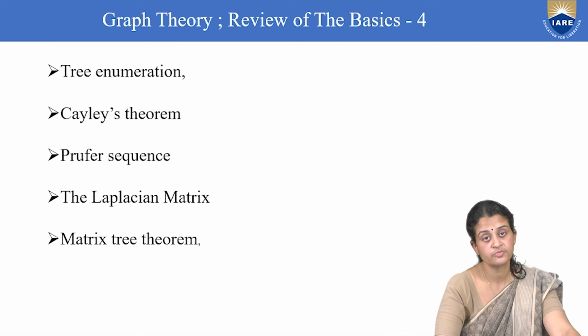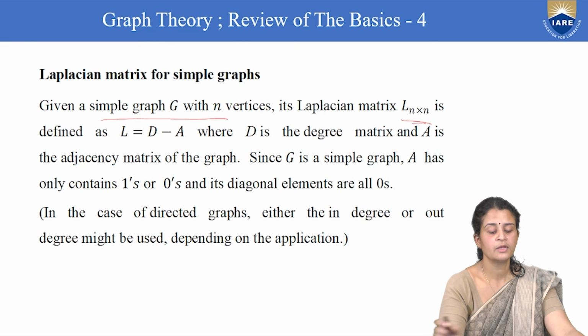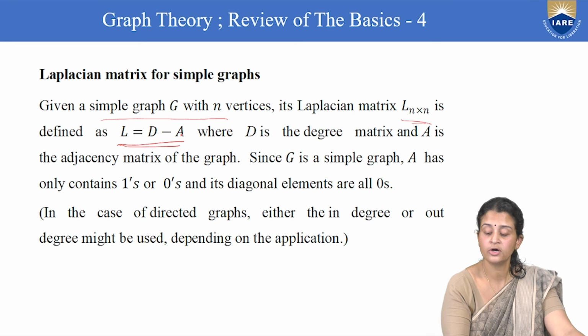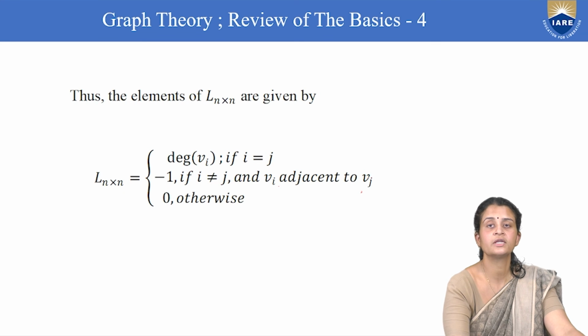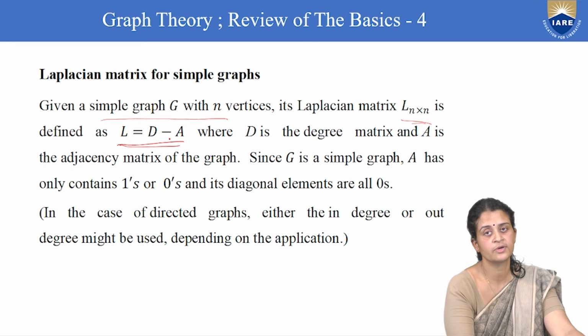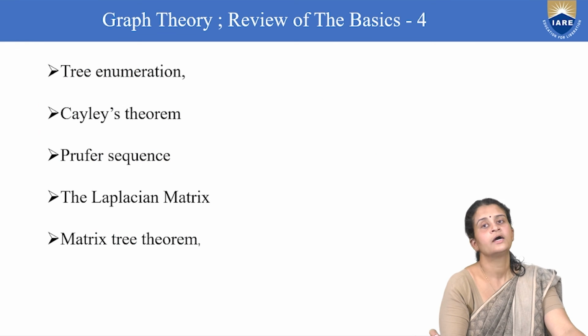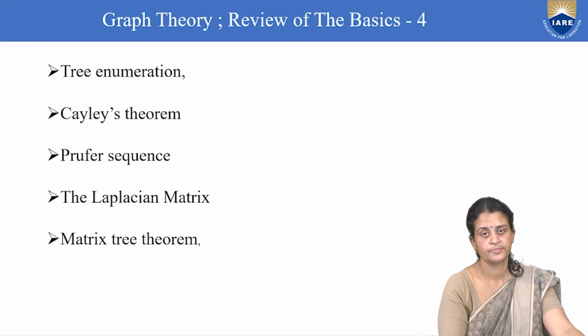And what is the Laplacian matrix of a given graph? It can be defined as L equal to D minus A, and it can also be defined like what we have seen here. You need not memorize this; you can keep in mind L equal to D minus A, where D is the degree matrix and A is the adjacency matrix. Okay, and this is the matrix tree theorem.